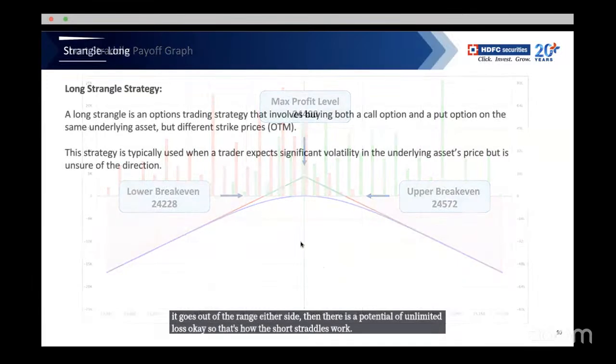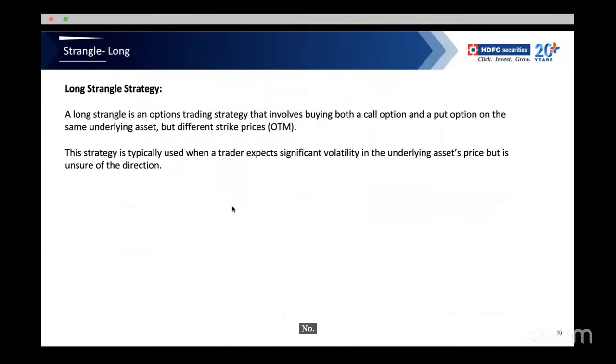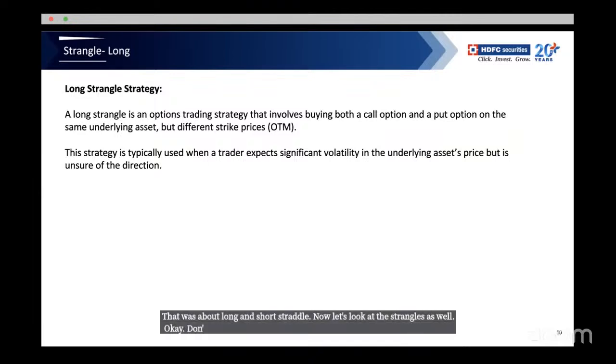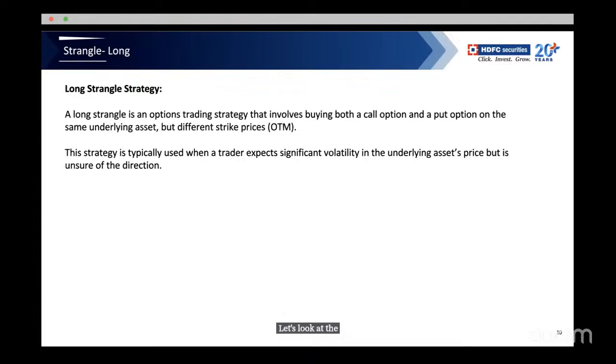Now that was about the long and short straddle. Now let's look at the strangles as well. Don't worry if you are a little bit confused, we will also see examples, we will see the option chain, how to create it, how to choose the strikes and all of that. Let's look at the strangles first.